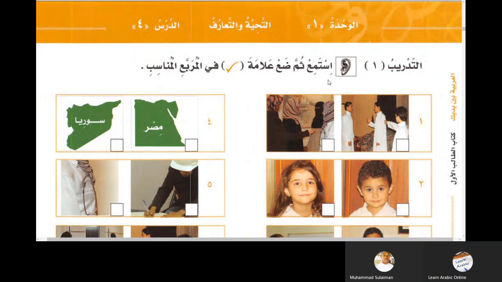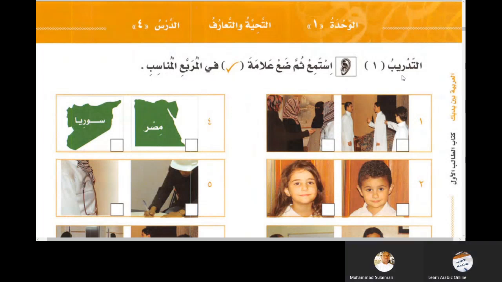At-Tadribul Awwal. Istami' thumma da' alama sahiha fil murabba' al-munasib. Okay, istami' means listen, then da' means put, alama sahiha means tick mark, fil murabba' al-munasib means in the appropriate box. Any difficult word? What does da' mean? Put. Now read the question again.